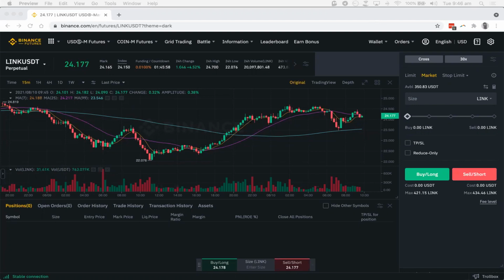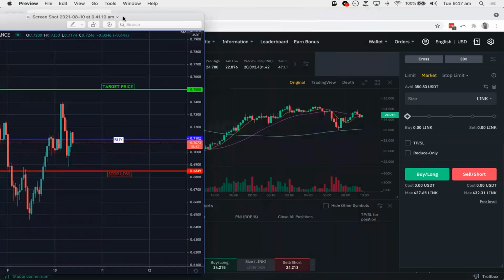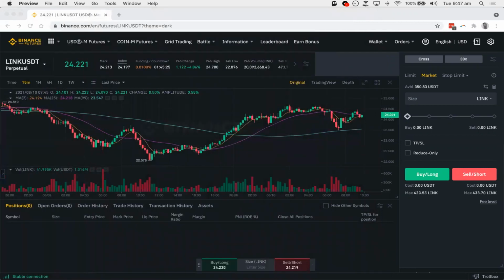So I've got an example here. Today's example is going to be GRT USDT, and we've done a trade signal on the hourly. So we're saying to buy at approximately 71 cents. We'll have a stop loss set up at 68.50, and our target price is 75 cents. This will come through to your phone or to your Telegram app, however you prefer to use that.